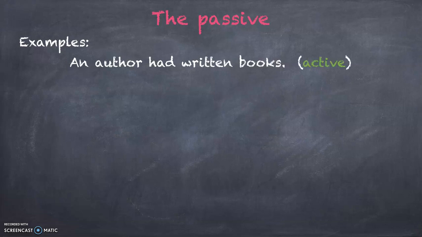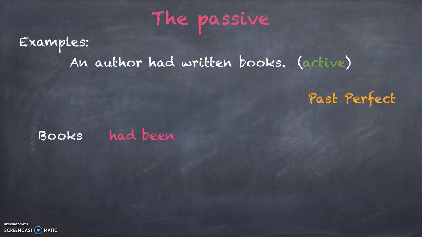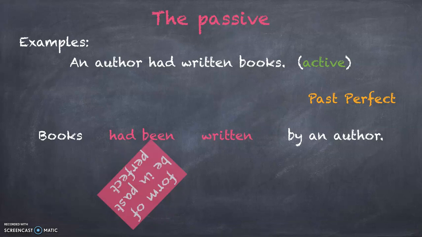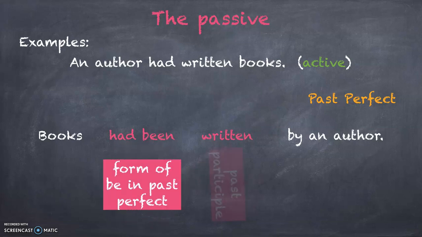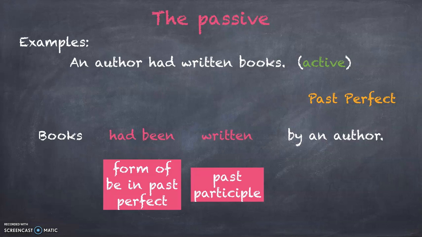An author had written books is in the past perfect. And then we get: books had been written by an author. Again, had been is the form of be in the past perfect, and written the past participle, the third form of the verb.